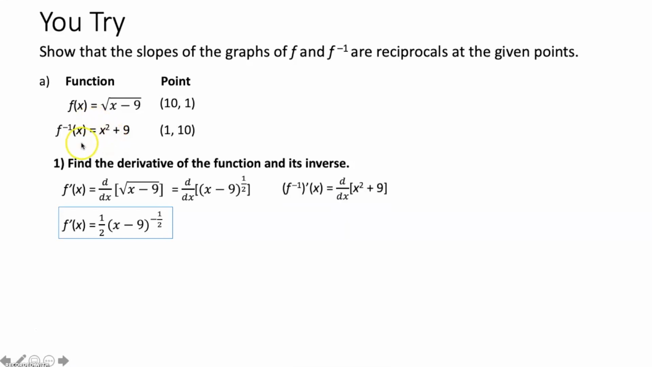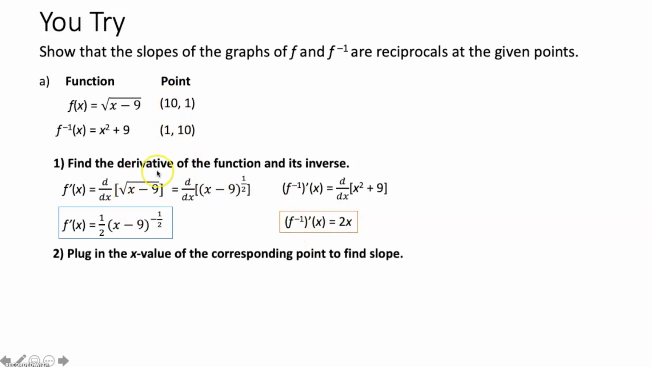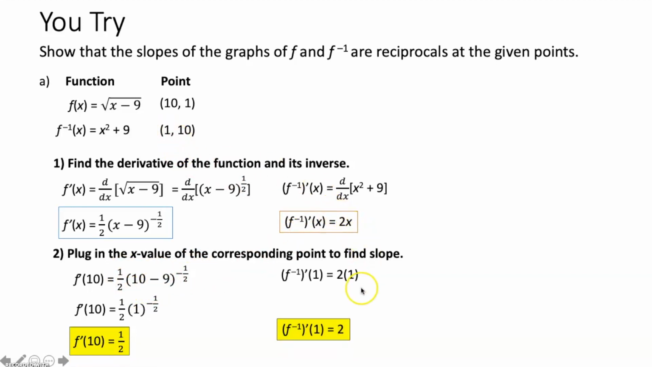Doing the same thing for our inverse function. We take the derivative here, and the derivative of x squared plus 9, derivative of x squared is going to be 2x, the derivative of 9 is going to be 0, so that's the derivative of our inverse function. We then plug in these given points to their derivative. So I'm going to plug in 10 for x here. 10 minus 9 gives me 1. 1 to the -1/2 power is still 1 times 1/2 is going to be 1/2. Over here, I plug in 1 for x, and 1 times 2 just gives me 2.